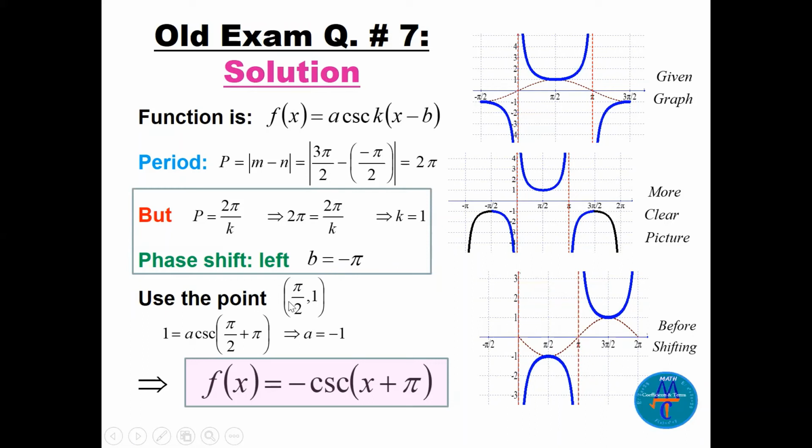Now let's take a point on the graph, pi over 2, 1, this point here in the given graph. So I can put x equals pi over 2 and then y is 1. 1 equals a cosecant of (pi over 2 plus pi). So a will be minus 1. So the function we need is minus cosecant of (x plus pi). This is the function of this graph here.